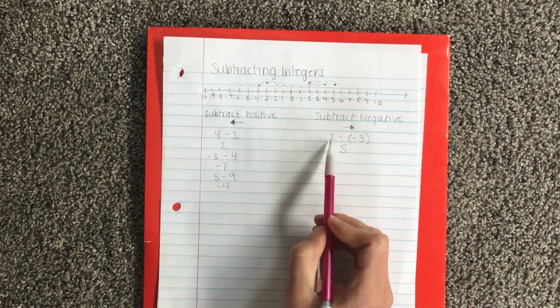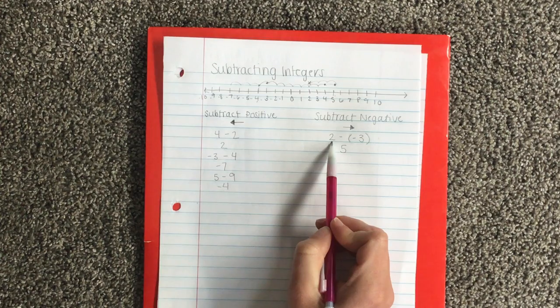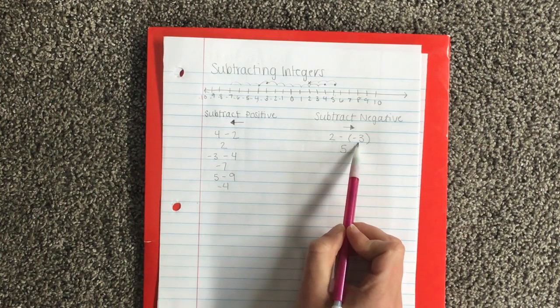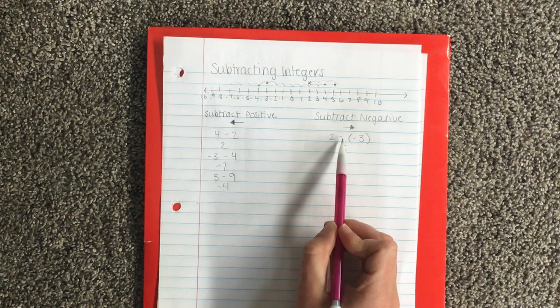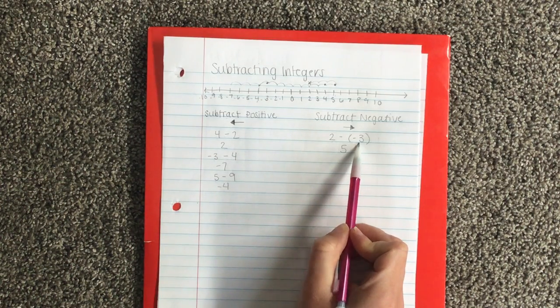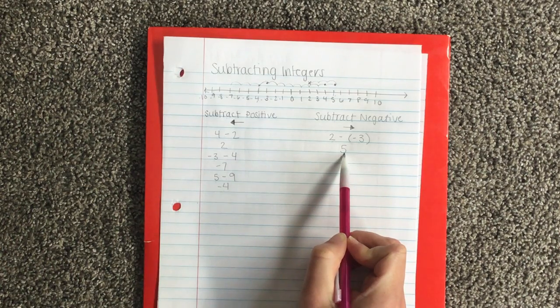This is like saying I have $2 in my wallet, and I spent $3, but I'm taking it back. So I have $2, I spent $3, but I'm taking back that money that was spent. So now I have $5.